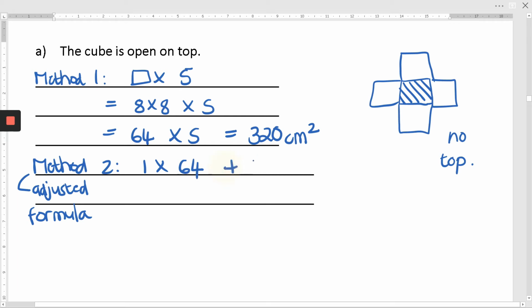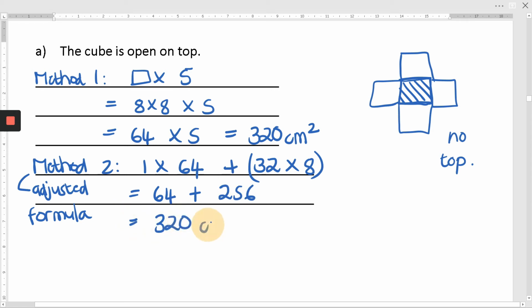And now I'm going to say perimeter, so 8 plus 8 plus 8 plus 8, which we worked out last time, which is 32, times the height of the prism, which will also be 8, because in this example, every measurement is 8. So that is going to be 64 plus 256, which gives me an answer of 320 again. You can use either of these methods depending on your subject choice for next year, and also depending on what suits you and what helps you understand better.